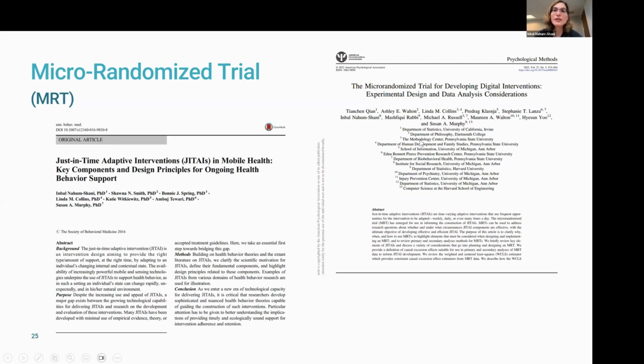So those of you who are interested in how to analyze in practice, because what I just showed you is the intuition for the data analysis. But if you're interested in how to analyze data in practice for micro-randomized trials, I highly, highly recommend this paper.